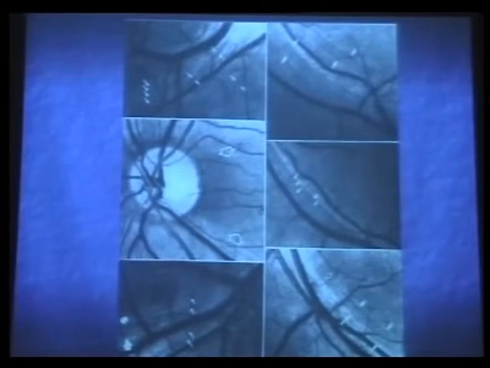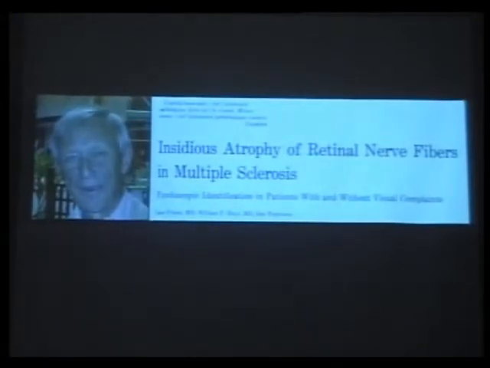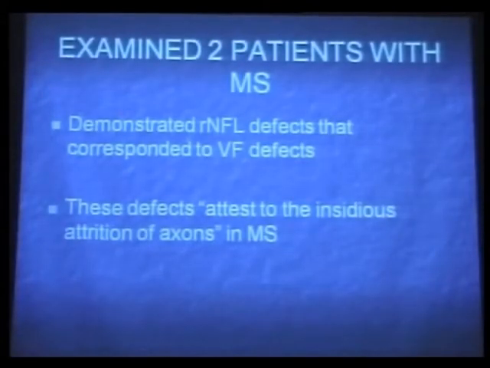One of the things I find fascinating about this article, and remember, this article was back in, I don't remember exactly when it was, the late 60s, I think. Larry's one of the smartest people I know. And he only had 2 patients with MS, and he demonstrated retinal nerve fiber layer defects. And the last paragraph of his paper, he said, these defects attest to the insidious attrition of axons in MS. And this was at a time when we were all being taught that axons were not affected in MS. It was the myelin. And since there's no myelin in the fundus ordinarily, when you saw a dropout of axons in the MS patients, it meant that MS was affecting axons.